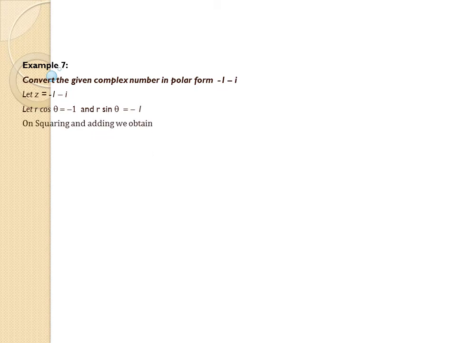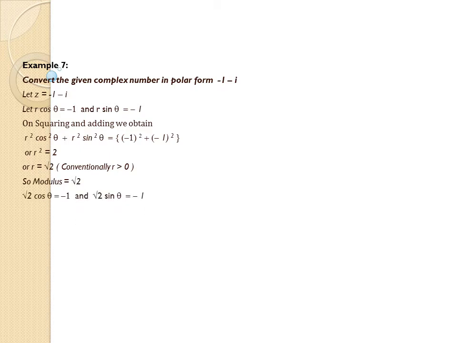On squaring and adding, we obtain r square cos square theta plus r square sin square theta equal to (-1) square plus (-1) square. Similarly, because cos square theta plus sin square theta equal to 1, r square equal to 2. So r equal to root 2, as r is greater than 0, so we are not considering the negative root 2. So modulus equal to root 2.